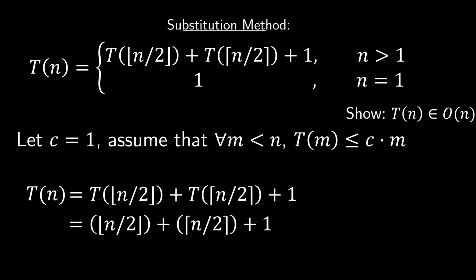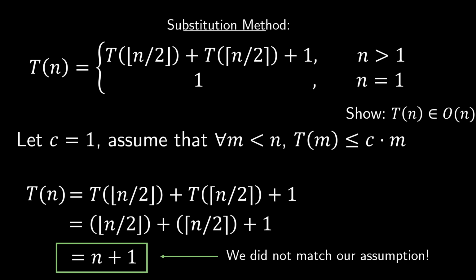Well then, after that, what we can do is just replace the two terms. If you sum it up, it's just n plus 1, right? The problem now is that we did not match our original assumption, because our assumption was to prove that it was less than c times m. So we have to match the assumption by proving it's less than or equal to c times n. But instead we proved that it is less than or equal to n plus 1, which is basically not fulfilling our end of the deal.